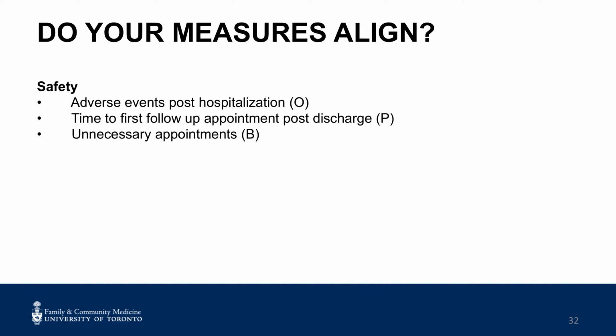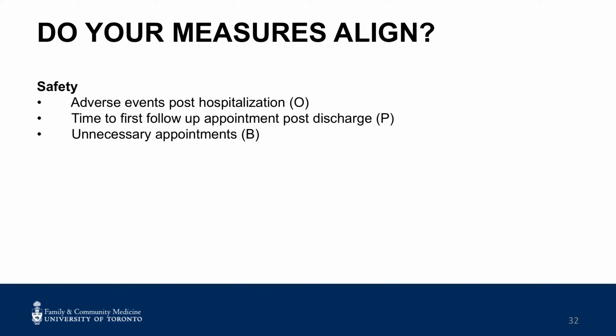For example, if we improve safety, we anticipate seeing a decrease in adverse events post-hospitalization. We measure those events as a rate of or number of as outcome measures. The process measure is the time to first follow-up appointment post-discharge. Access to care is positively correlated to lower adverse events. If patients can access care when they need to after discharge from hospital, there are likely to be fewer adverse events because issues or concerns can be addressed in a timely manner and in some cases avoided altogether.